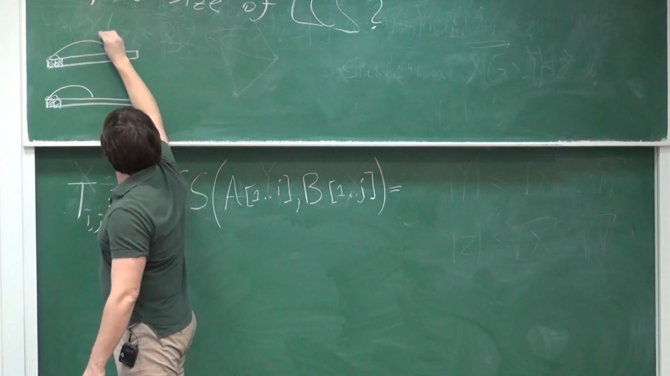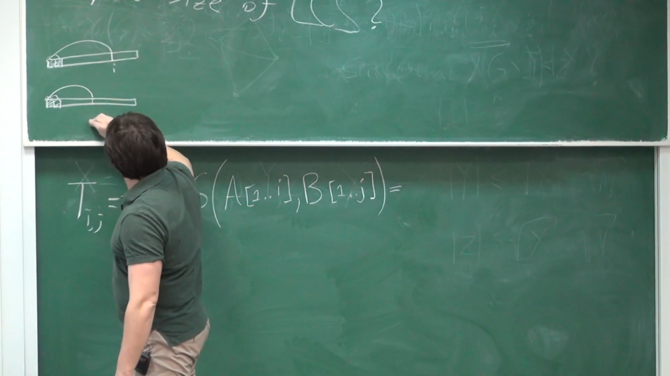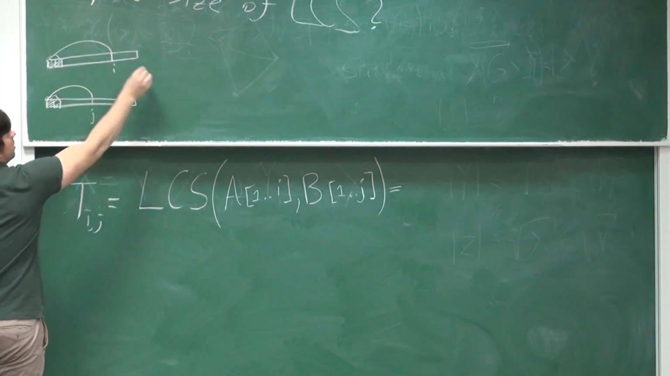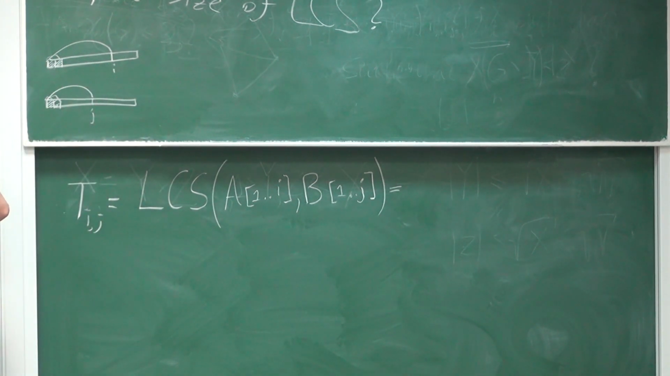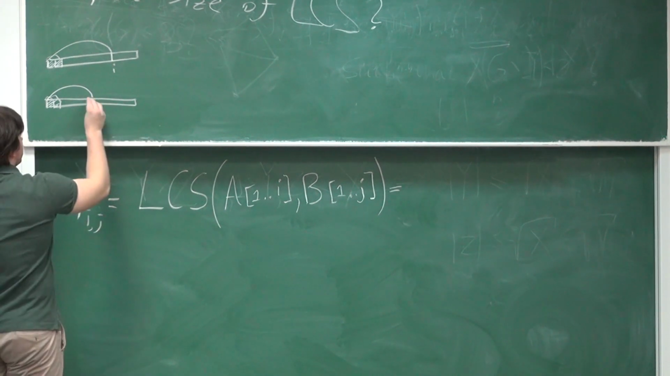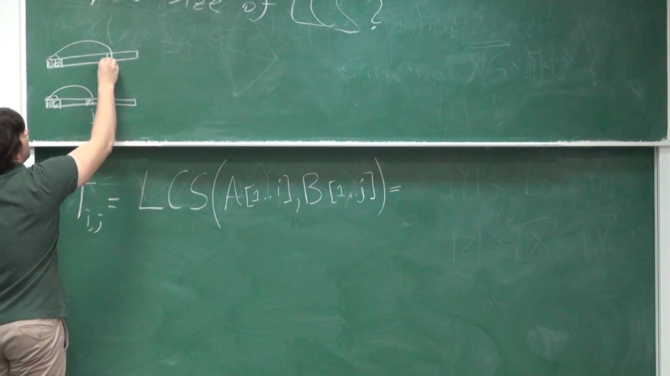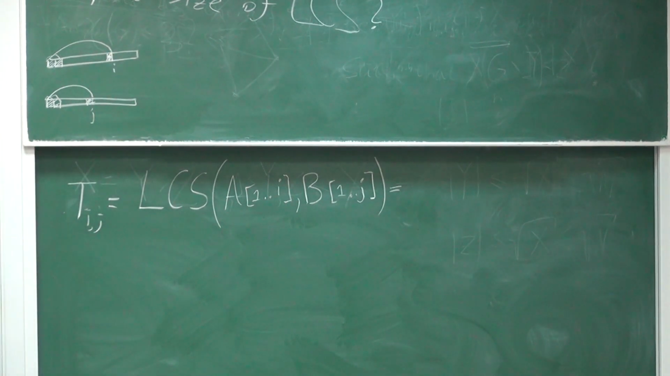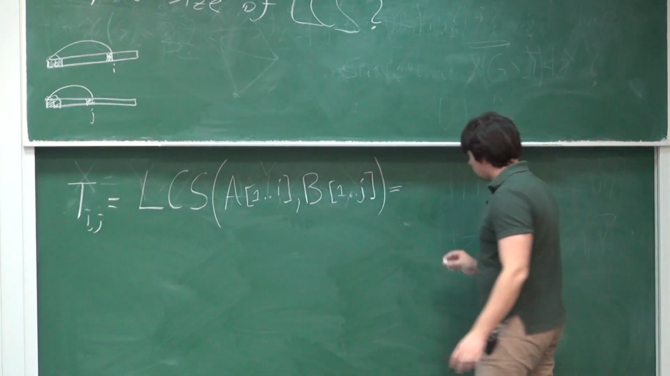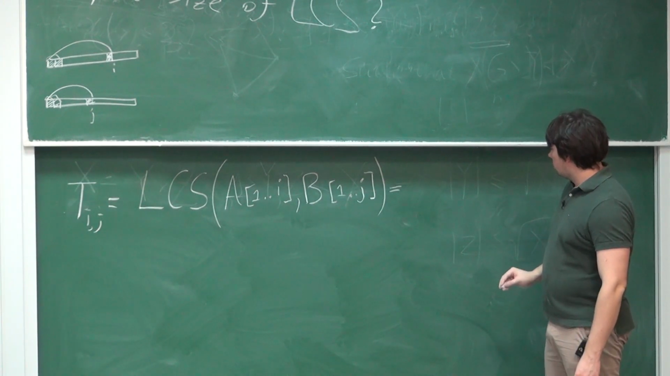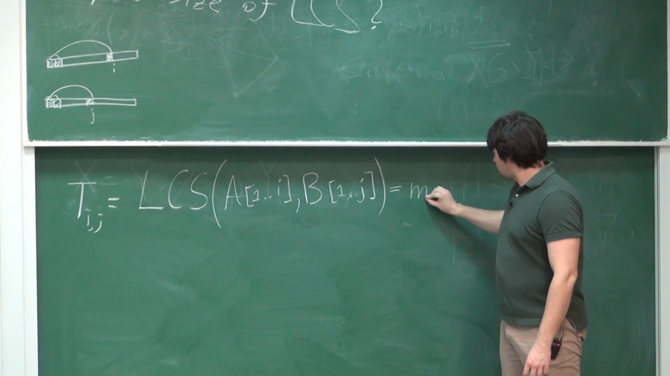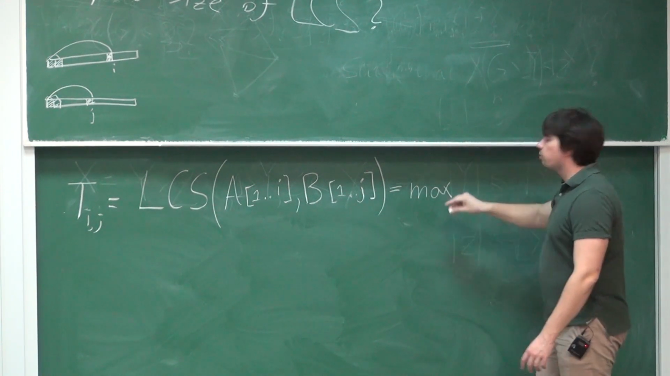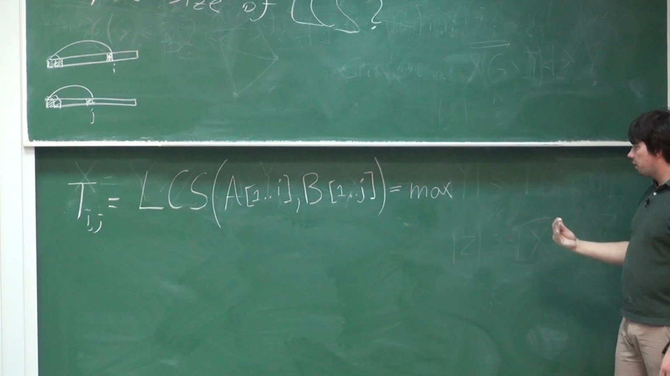So for example, this one. Let's say this is i, this is j. So we have that. There are several possible scenarios, right? So one scenario would be that those two characters are equal to each other, right? So this one would be, it would be max between three different options.